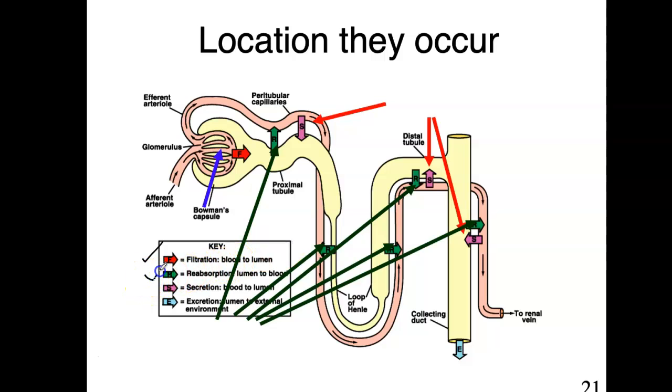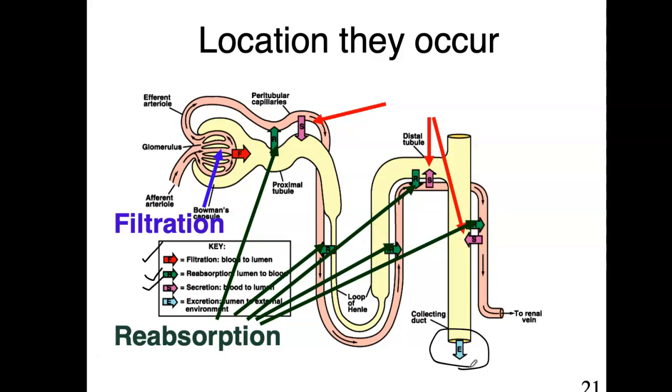Okay, reabsorption. Secretion is happening in fewer places. It's happening in the proximal tubule, in the distal tubule, and in the collecting duct. And excretion then is only happening in one place. It's only happening in the collecting duct. Okay, that's important for you to know that. So it's a good slide as a reminder.